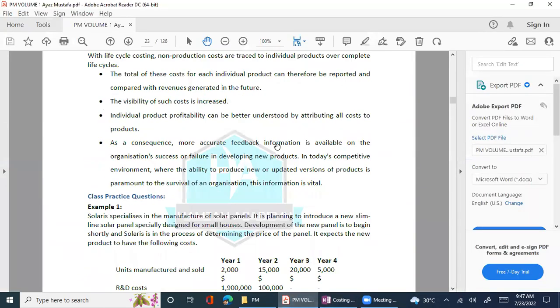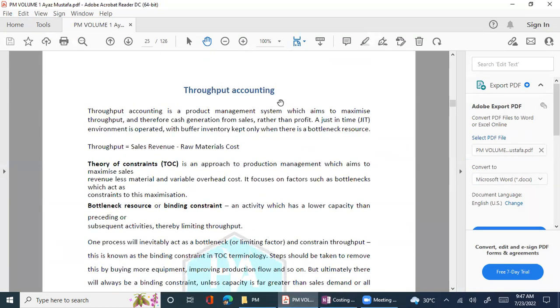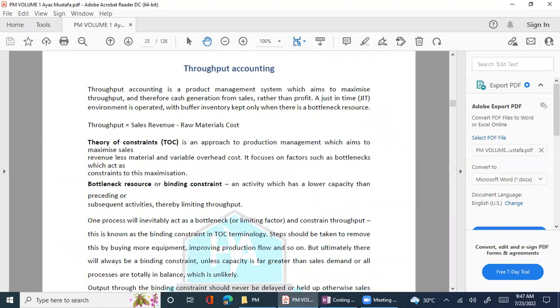Now, moving to the next topic. Life cycle costing was a very short topic. Next topic is throughput accounting. As the name suggests, this is accounting, so some people might think there is another new type of accounting, just like management accounting and financial accounting. But this is not a full-fledged branch of accounting. This is just a simple one topic.